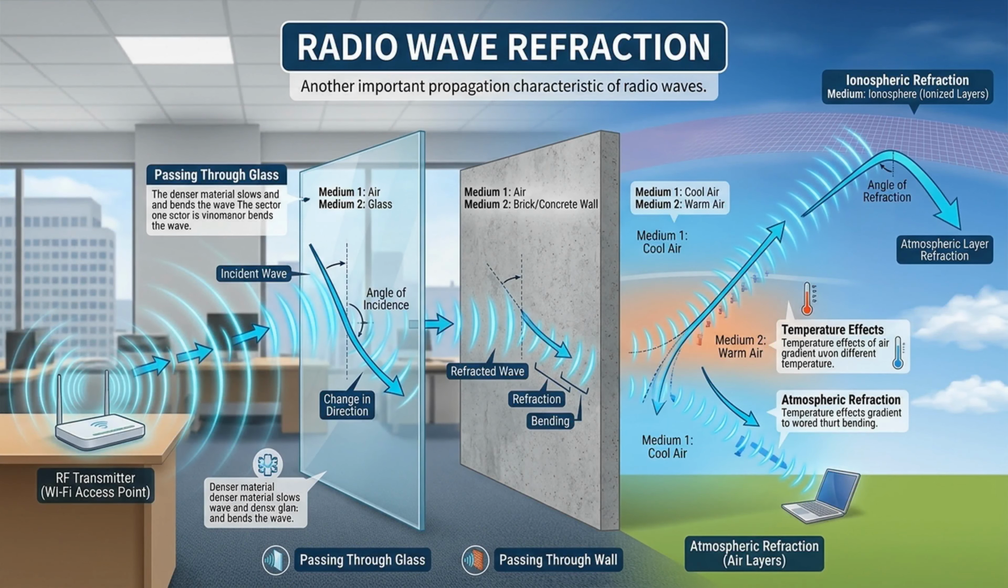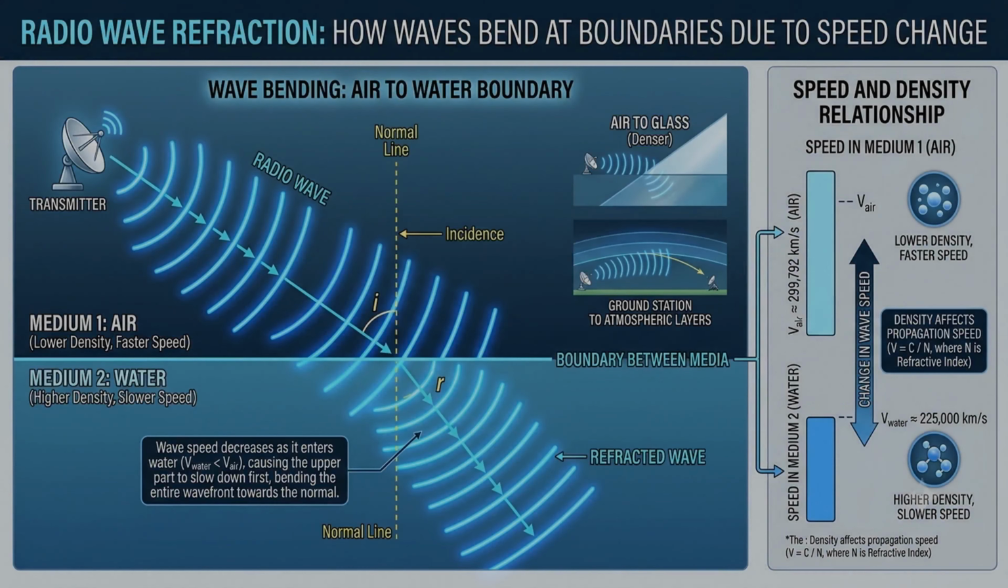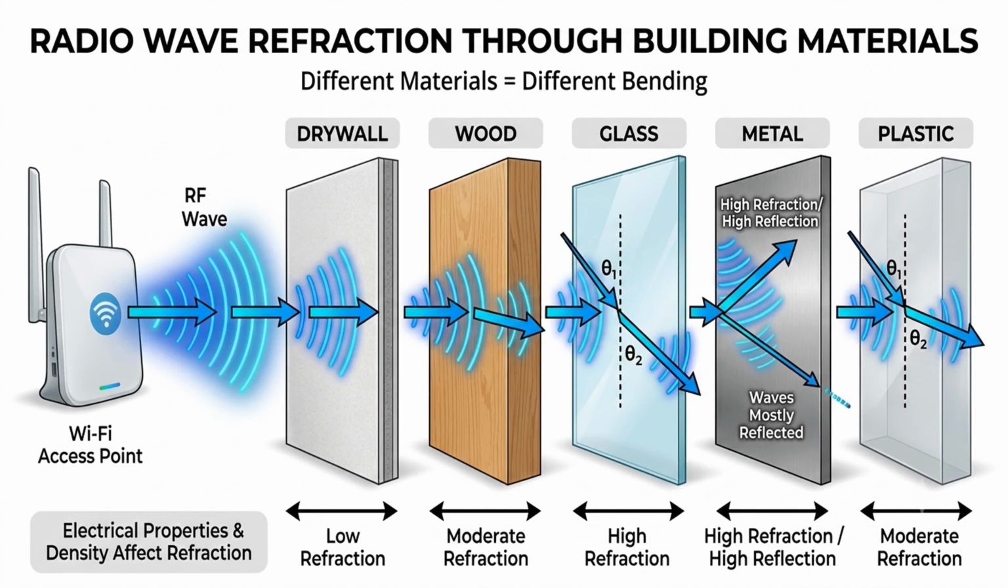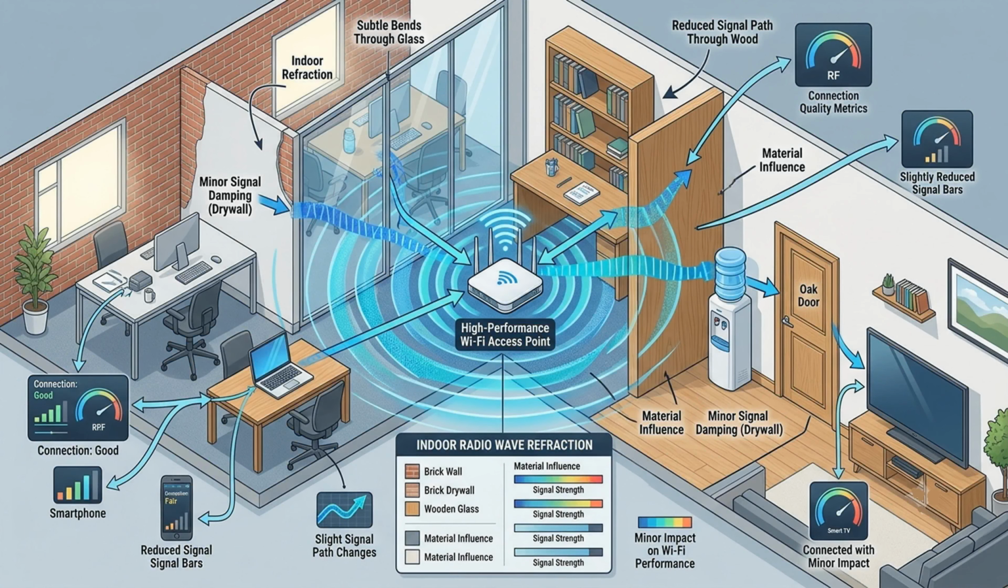Radio wave refraction. Another important propagation characteristic of radio waves is refraction. Refraction occurs when a radio wave passes from one medium into another with a different density, causing the wave to bend or change direction. This happens because the wave travels at different speeds in different materials. A familiar example is the way light bends when it moves from air into water, such as when shining a flashlight into an aquarium. In wireless communication, radio waves can be refracted by various materials including drywall, wood, glass, metal, and plastic. Since each material has different electrical properties and densities, the amount of bending varies. Although these effects are often small indoors, they can influence signal paths and slightly impact Wi-Fi performance.